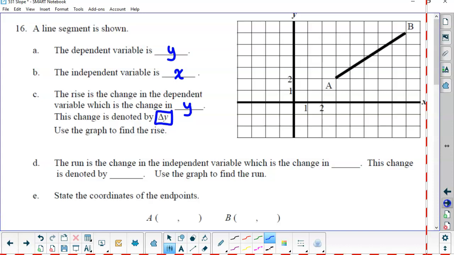Using the graph, we start at our left point. Our rise, we've got to go up. And then we're going to go across to get to B. Okay? So the rise here is 4 units. Then the run is the change in the independent variable, which is the change in x. And similarly, we can use delta x. So it's like a triangle. The Greek symbol delta is a triangle. The run there is 3, 4, 5.